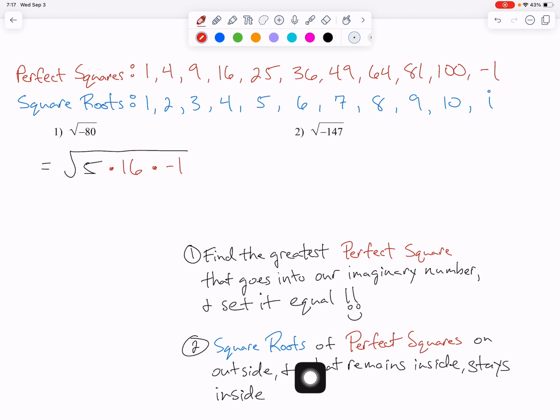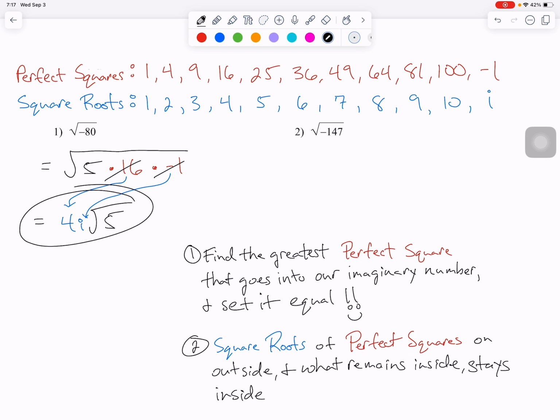Step 2, square roots of perfect squares on the outside, and what remains inside stays inside for our answer. Oh, wonderful. Let's see, what's the square root of 16? If the square roots are in blue, let's find 16 in red, and right below is its square root of 4. And if we look down, the square root of negative 1 is, great job, class, yes, it's i. We've used the negative 1 and 16, and what's left inside stays inside. Circle your answer.